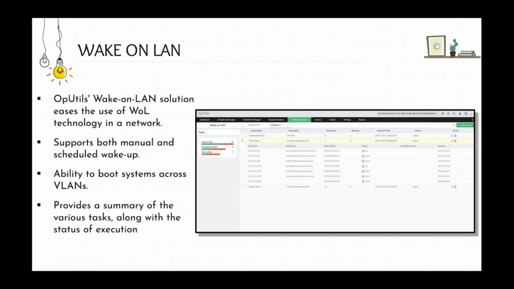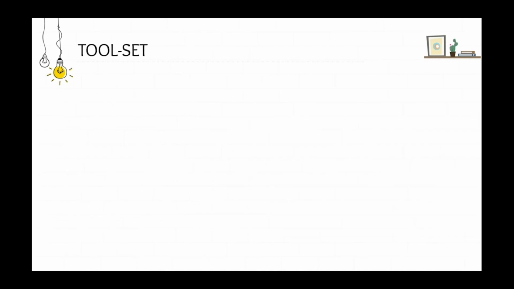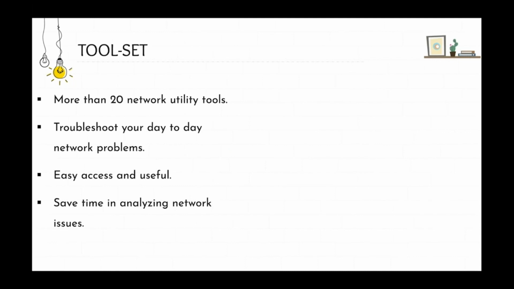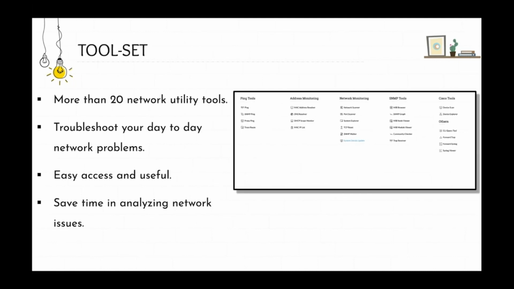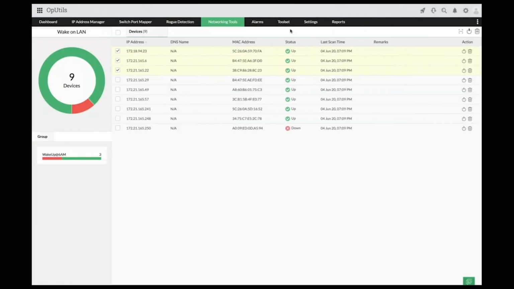So these were the major networking tools that OpUtils has to offer, but here you also get an option to have access to close to 20 plus networking tools that can come handy when you are troubleshooting your network issues as a network admin in your everyday life. These tools might not sound big enough, but they do come handy when you're troubleshooting your network issues. So we'll just talk about them when we hop into the user interface right away.